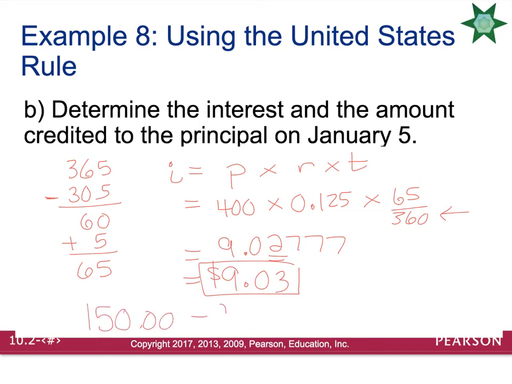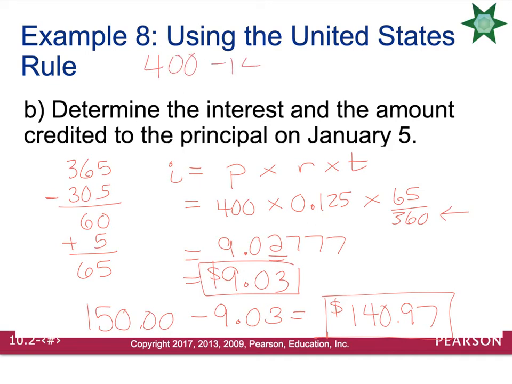Well, $9.03 of it went to interest. So if you take 150 minus 9.03, only $140.97 went to the principal. Okay, so now they didn't ask you at this time, but if they did ask you what your current principal was, you would have to take the original amount of the loan and deduct the $140.97, which means she still owes $259.03 on that loan.